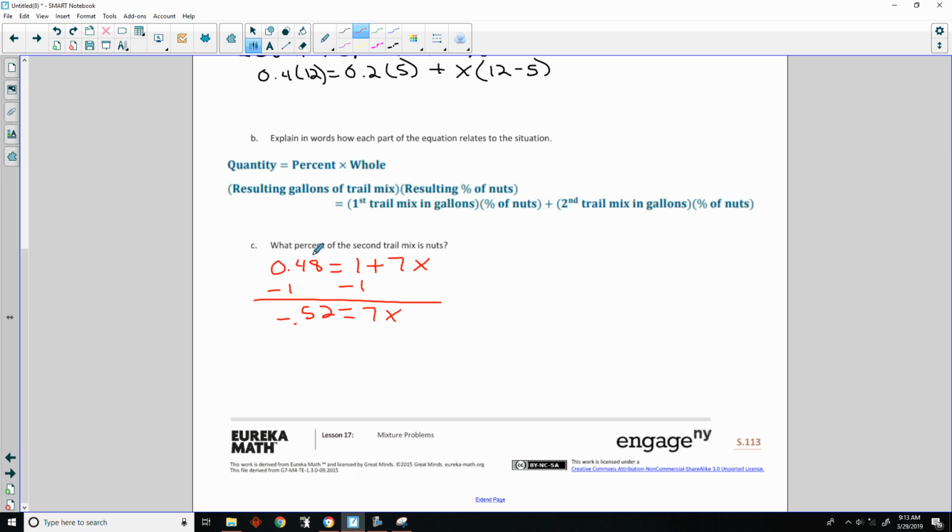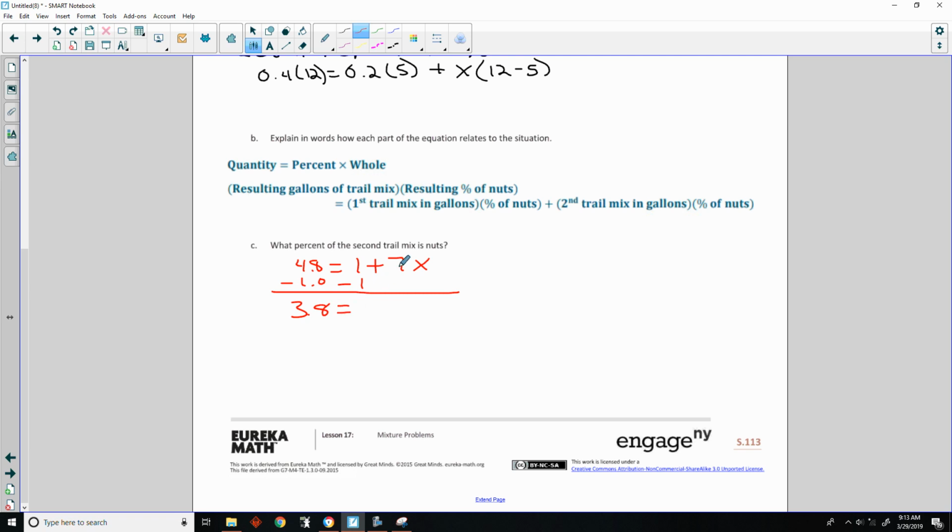Oh, my decimal's in the wrong place. Time out. 0.4 times 12 is not 0.48, it's 4.8. There's only one decimal. So let me fix that. It's 4.8. So now when I subtract 1, I get 3.8.